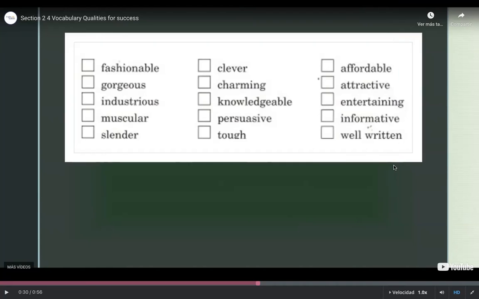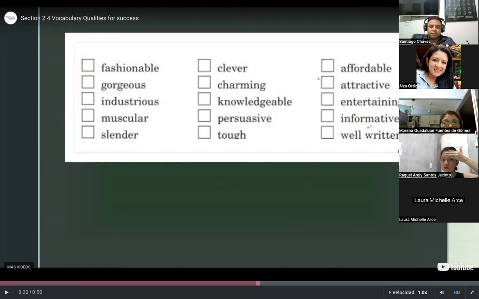Yes. Yes, I understand. What is the meaning, tough? Tough. The person is strong. They are not offended, or they have a strong character. This is tough.